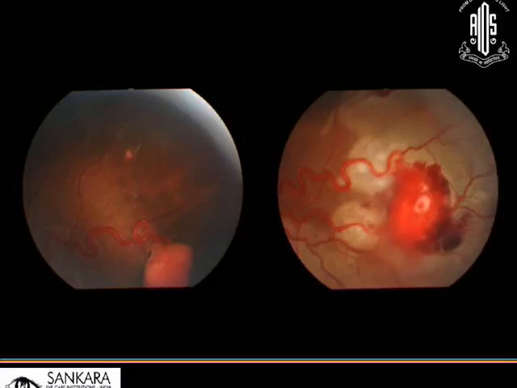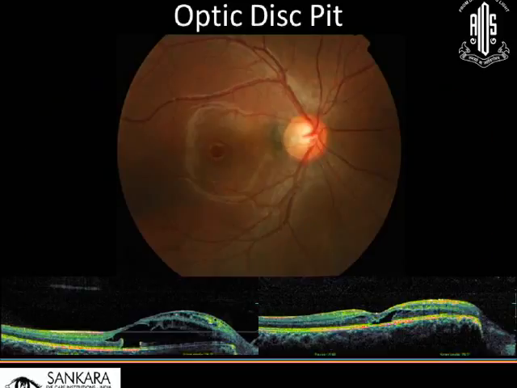So this is post-treatment. So this is what happens after treatment. You can see the macular edema is gone, the lesion is regressing. So yet another patient presenting as macular edema. Dr. Shukla did show what it was.